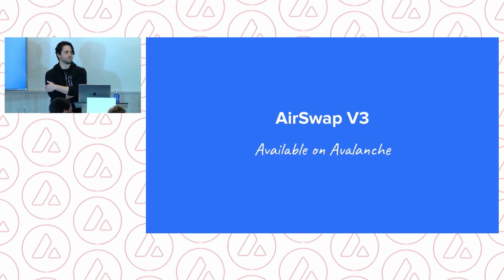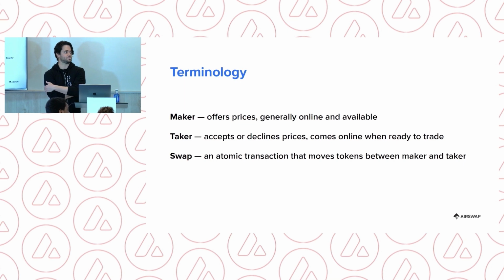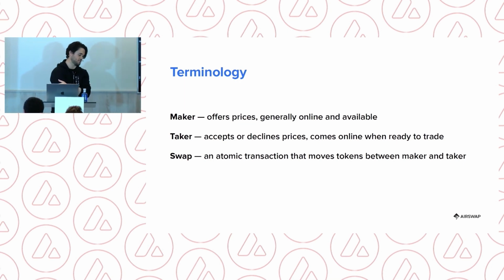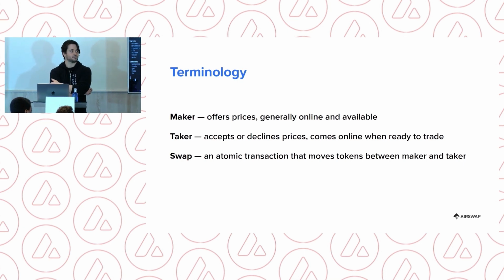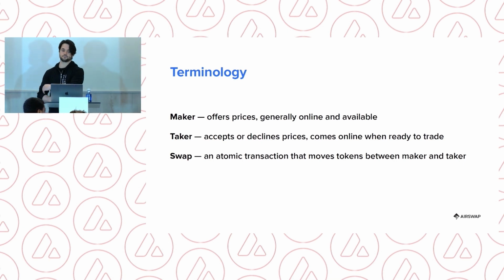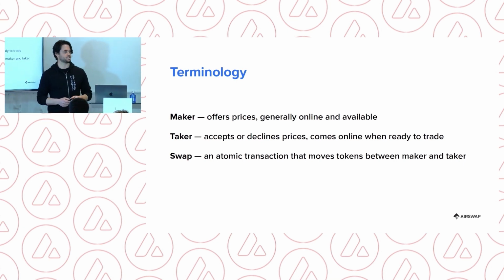So, with the launch of AirSwap v3 in the last couple of weeks, it's now also available on Avalanche, which is very exciting. And before we dive in, I want to share some terminology on trading, particularly in the peer-to-peer context, where a maker is generally offering prices online and available. So the maker is ready to trade when you are. The taker accepts or declines prices and comes online when they're ready to trade. So that's basically everyone else. And a swap is the atomic transaction that moves tokens between the maker and the taker. Atomic essentially means that it either succeeds or fails as a single unit. So it's impossible for one side to end up with more tokens than expected.